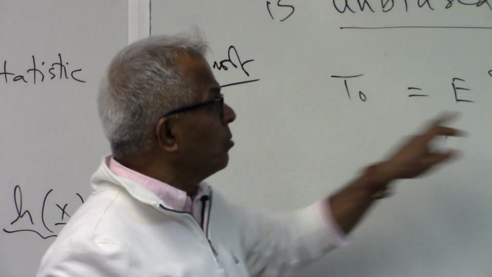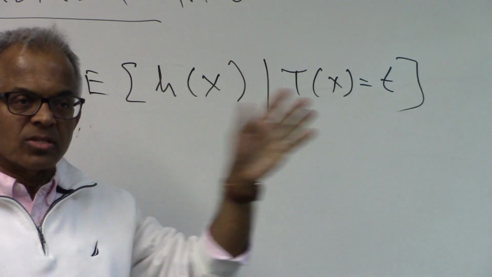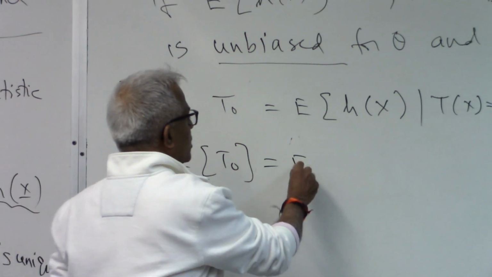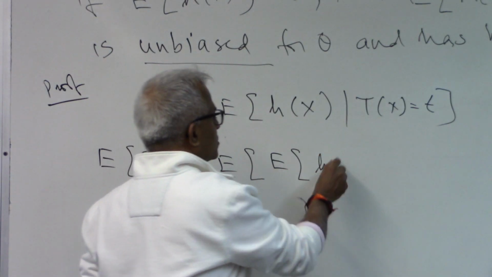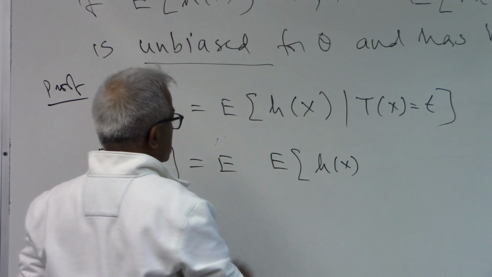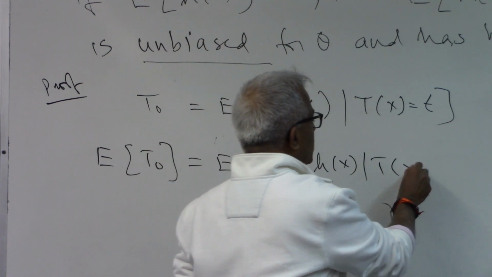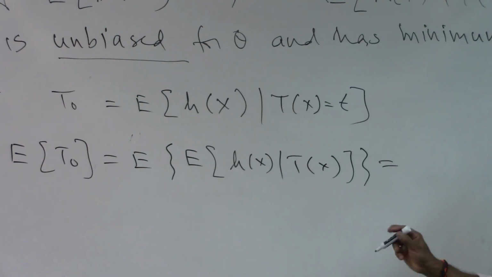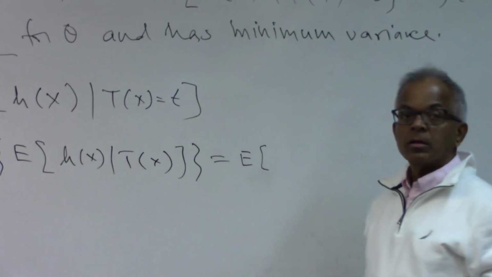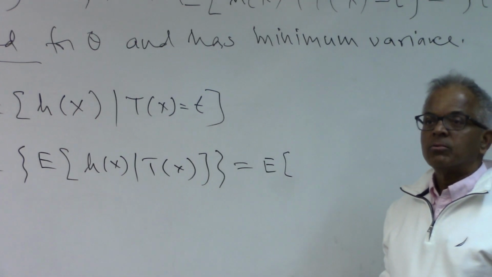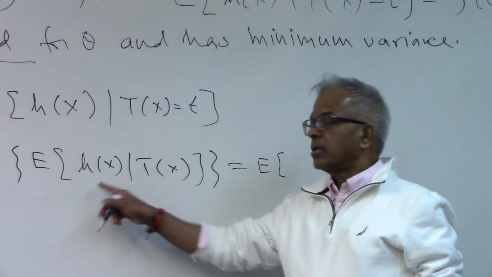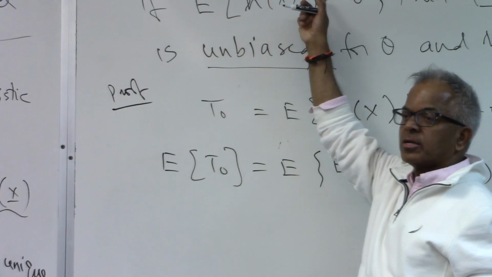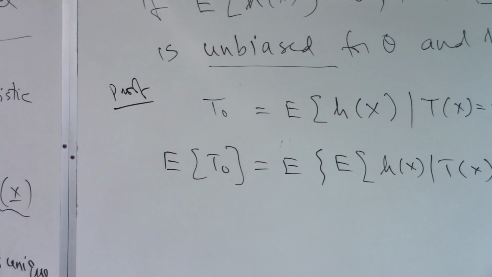So of course, T0 will be only a function of T, right? Is this clear? Yeah, that's very clear, right? So let's look at the expected value of T0. So that's going to be the expected value of h(X) given T. So anybody, what will this be? Expected value of X given Y is what? Expected value of what? Not T(X), h(X), right? So that will be h(X). But look here, h(X) is already unbiased. So the first thing we proved is that this is unbiased.